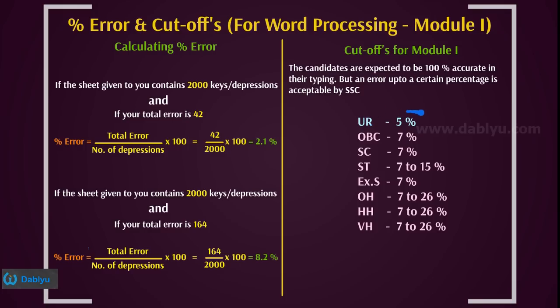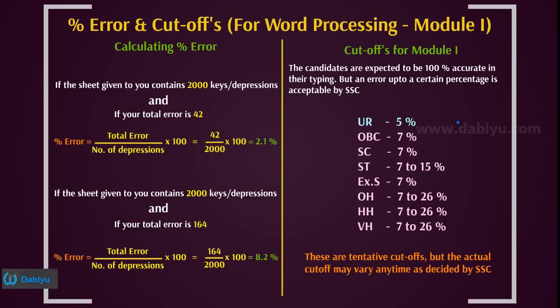Like for unreserved category, it used to be at 5%. So up to a 5% error is acceptable if you are in general category. And if you belong to OBC or SC or ex-servicemen category, then the cutoffs were nearly 7%. So if you belong to ST, it has been varying between 7 to 15%. If you belong to OH, HH or VH category, then the cutoffs generally vary between 7 to 26%. Okay, so this has been the general trend of cutoffs over the past few years, but these are tentative. Actual cutoffs may vary anytime as decided by SSC. Okay, so this is about cutoffs for module 1.